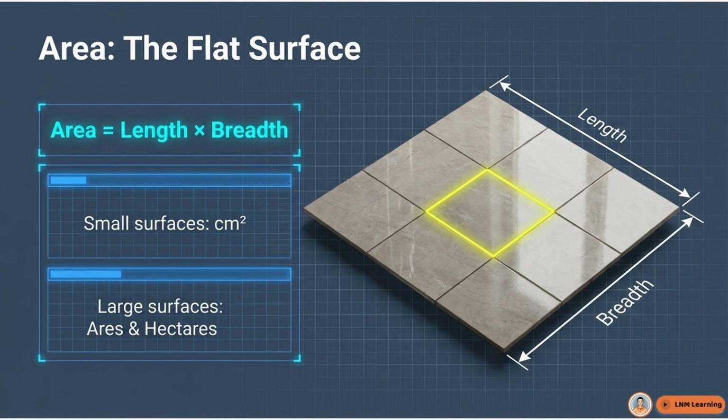Now let's move over from volume to area. Look at the tile floor in your house. How much floor is there? That's area. Surface area is defined as the measure of the surface of an object. For a square or a rectangle, it's easy. Length into breadth. For small surfaces, like a page or a stamp, we measure in square centimeters. For huge surfaces, like a land or a city, it needs bigger units. These bigger units are called are and hectare.